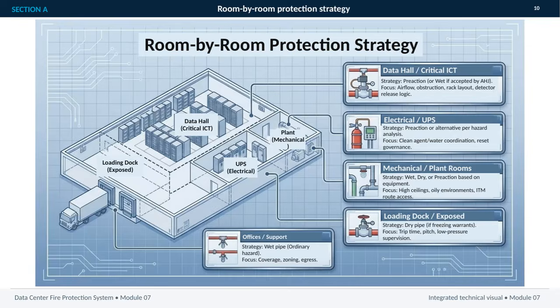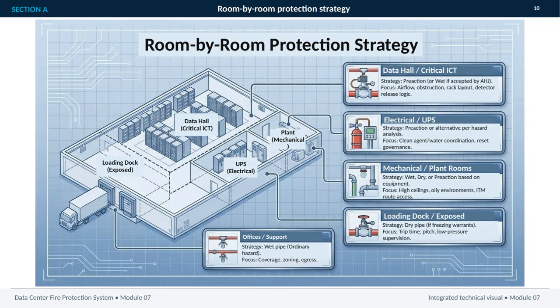This slide presents a room-by-room protection strategy, because each area in the facility has a different hazard profile and operating requirement. In the data hall, classified as critical ICT space, the preferred approach is preaction, or wet pipe if accepted by the authority having jurisdiction. The design focus is on airflow, obstructions, rack arrangement, and the logic that releases the system.